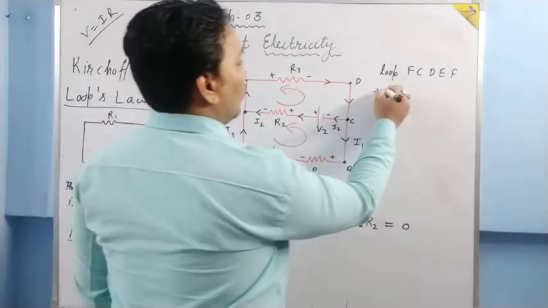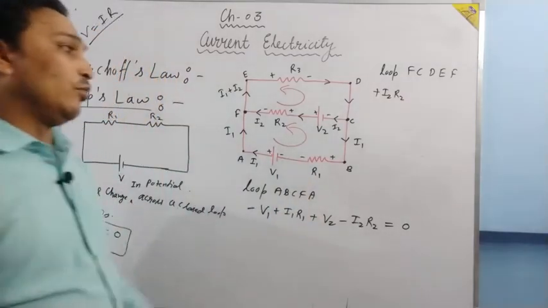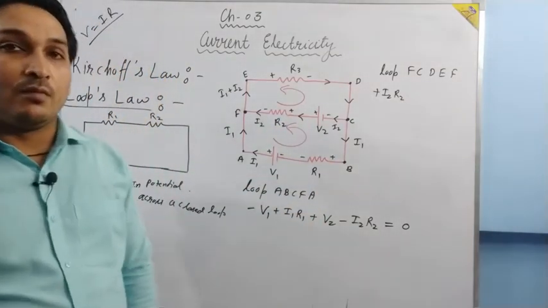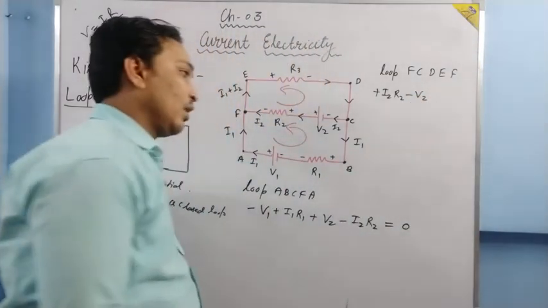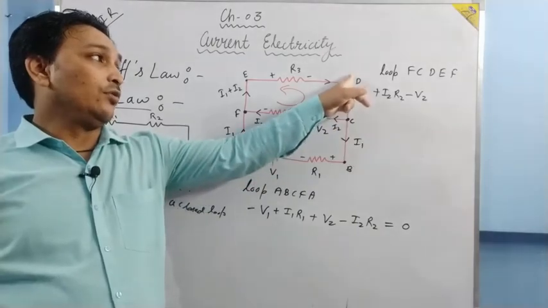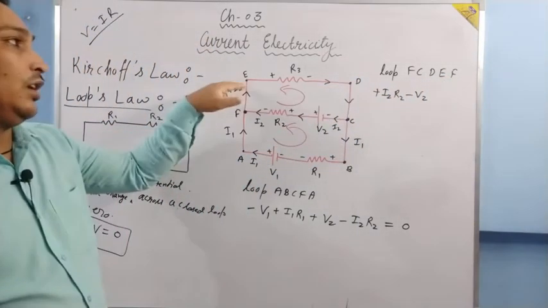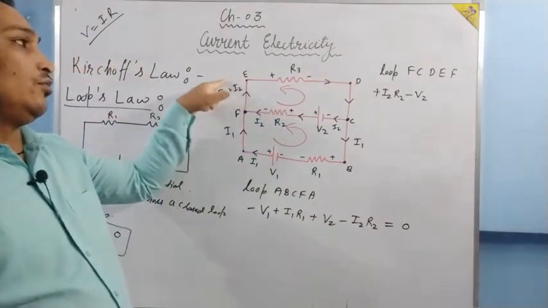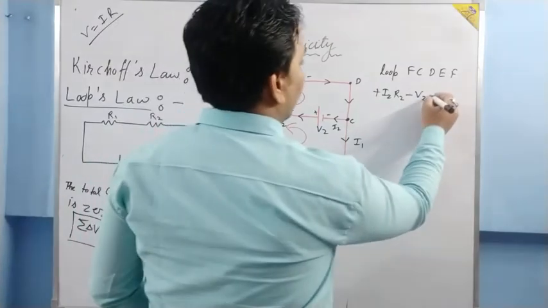I2, R2. For this voltage, we are moving from plus to minus. What should we write? Minus V2. Now we have reached point C. From C to D, there is nothing to encounter. After D, we have to go to E. We are now moving from D to E, from minus to plus. What should we write? Plus.